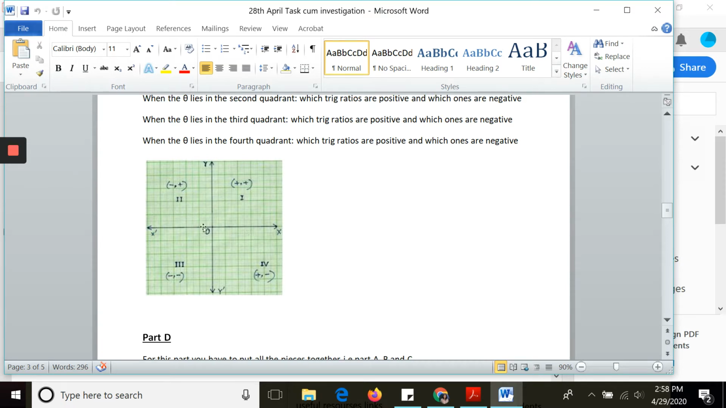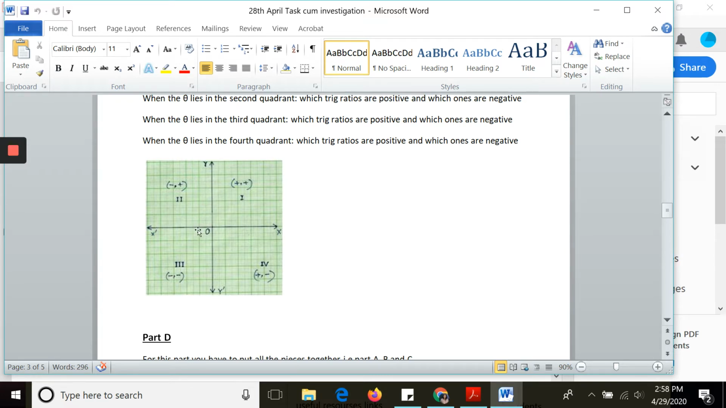And here we know that your x is negative, which means cos was negative, but sine was positive because sine is the y-axis, and then tan will be negative. Here, because sine and cos both are negative, tan has to be positive. And here, your cos was positive, but sine was negative, therefore tan was negative.